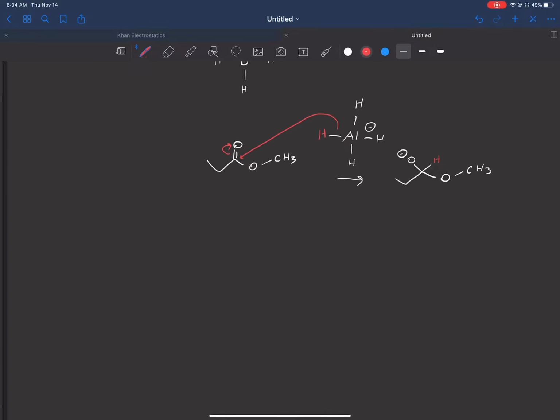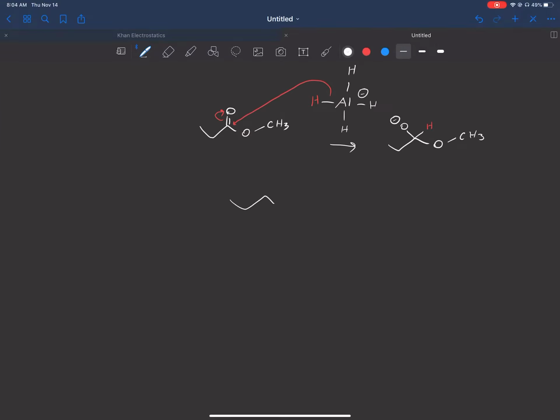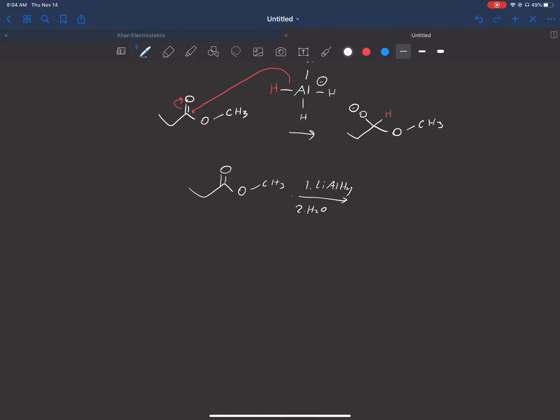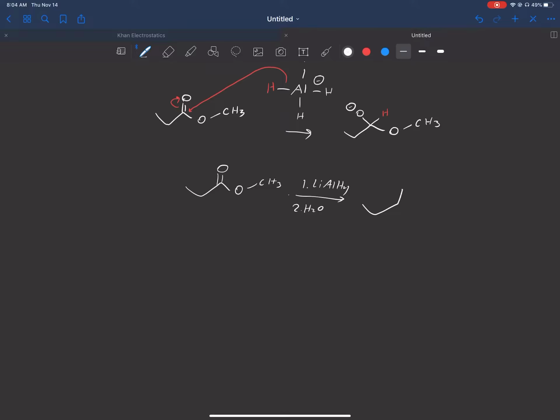If you remember, let's skip ahead to the final product. If I were to have this, and I use LiAlH4 and 2 H2O, we knew we would get something that looks like this. And if you wanted to rewrite it to make it a little neater, we get that. So that whole OCH3 group came off. Because it came off, we actually need to show that it gets kicked out.